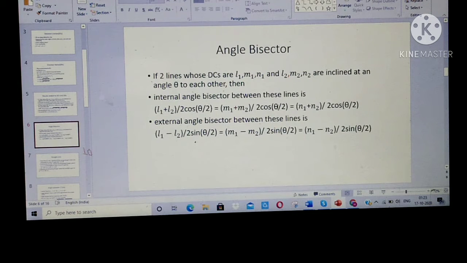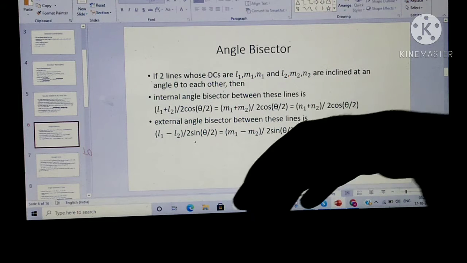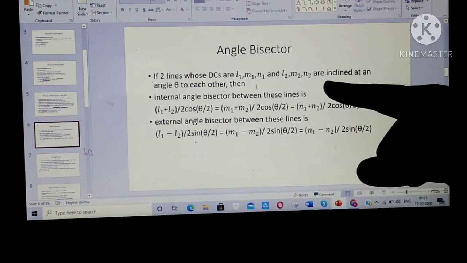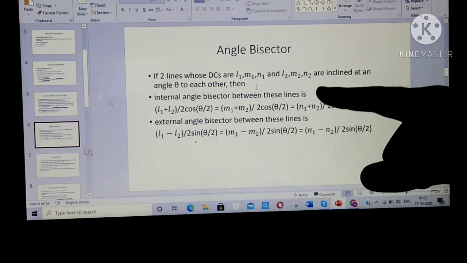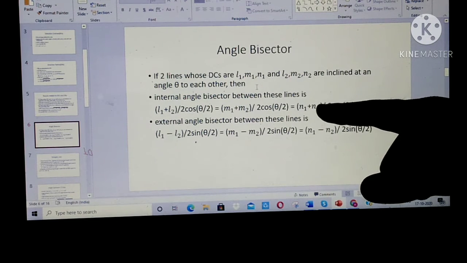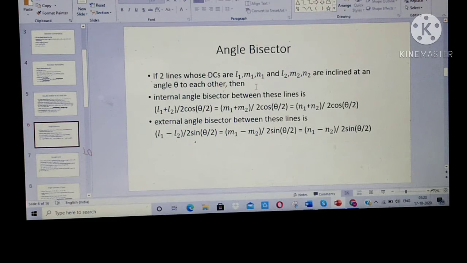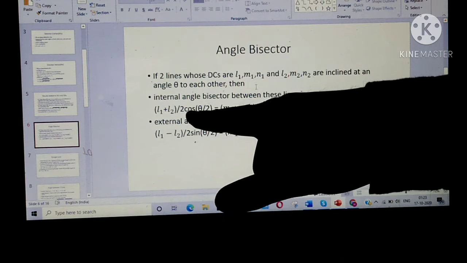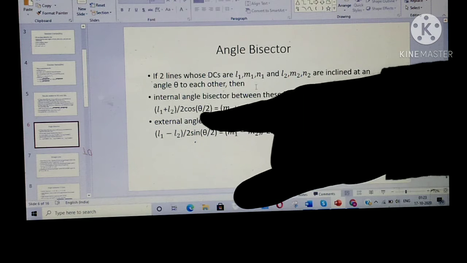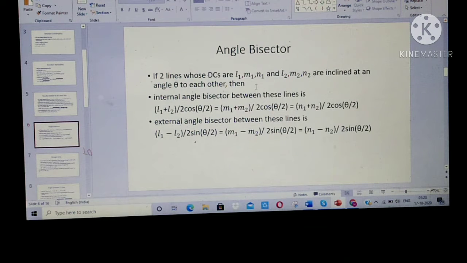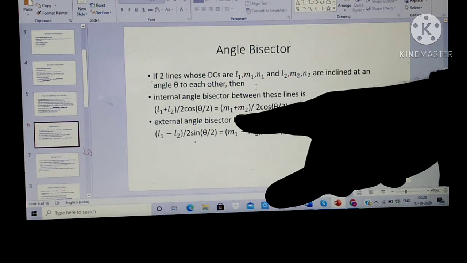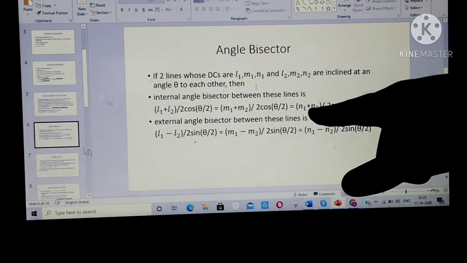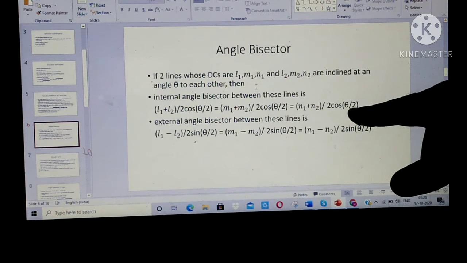So basically, for two lines, if we have direction cosines as L1, M1, N1, and L2, M2, N2 are the direction cosines of the other line, they are inclined at an angle theta to each other, then this result holds true. For the internal angle bisector, I can write the equation like this: L1 plus L2 divided by 2 cos theta by 2 is equal to M1 plus M2 divided by 2 cos theta by 2 is equal to N1 plus N2 upon 2 cos theta by 2.